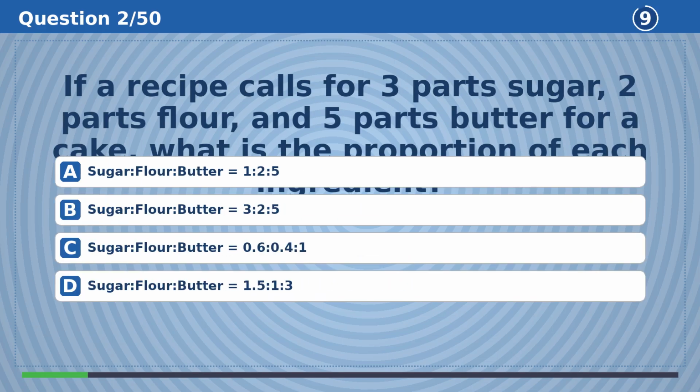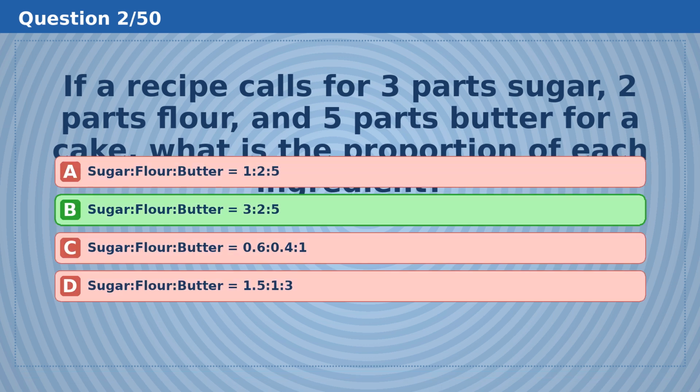If a recipe calls for 3 parts sugar, 2 parts flour, and 5 parts butter for a cake, what is the proportion of each ingredient? The answer is B, sugar, flour, butter equals 3, 2 to 5.